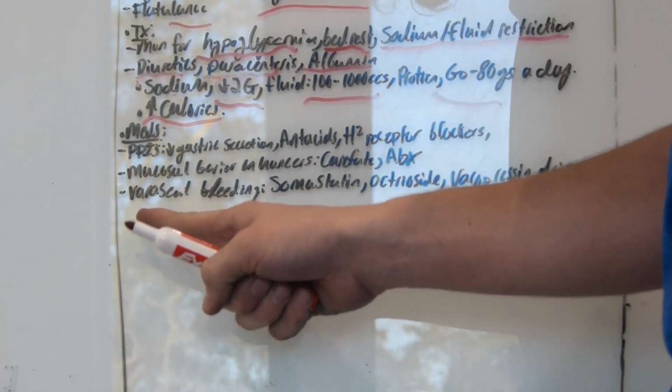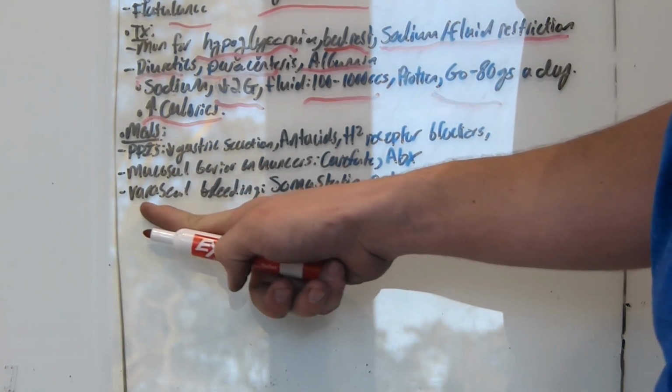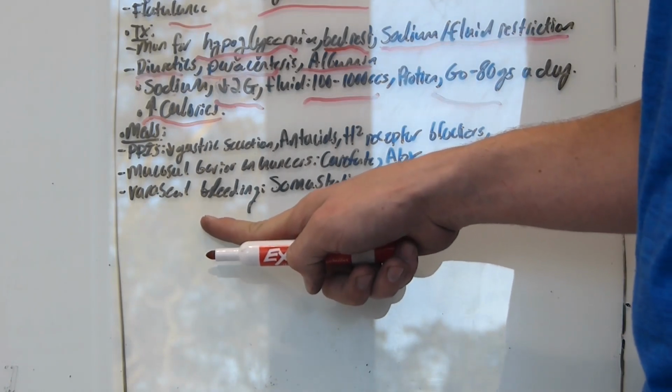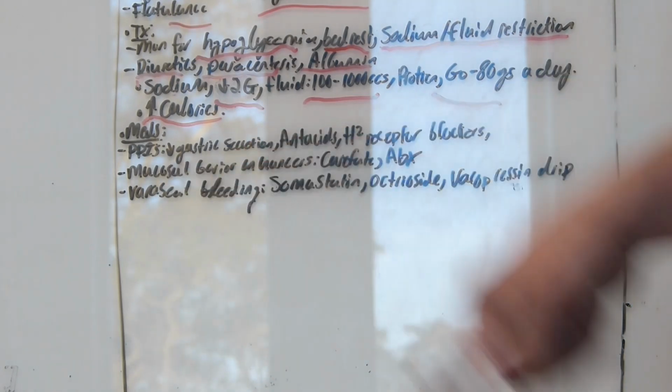Now, if we have variceal bleeding, what are we talking about? We're talking about something here. Esophageal varices? Oh yeah, variceal, esophageal varices.